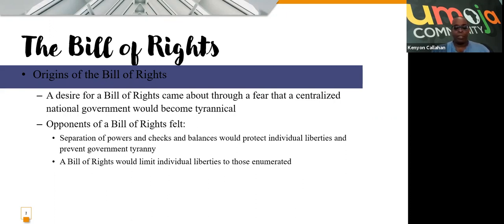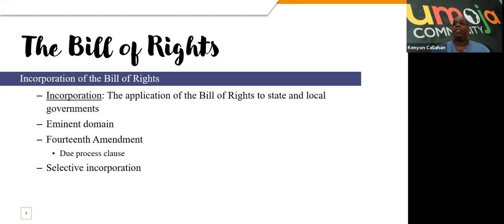So please be prepared. This chapter is a little different than the previous chapters because we're going to delve a little more into the Constitution and things that we normally don't talk about in our everyday lives. When we talk about the incorporation of the Bill of Rights, it was for the application of the Bill of Rights to state and local government. Eminent domain is a provision you find in the Fifth Amendment, and it requires government to provide compensation when it takes private property for public use.